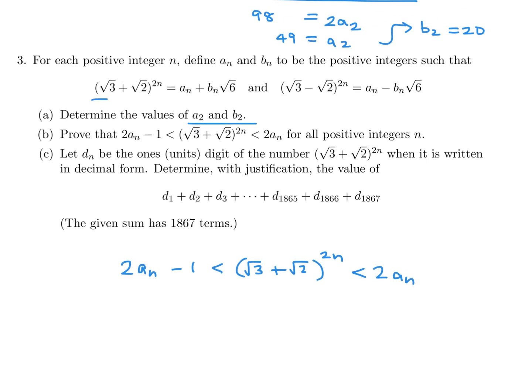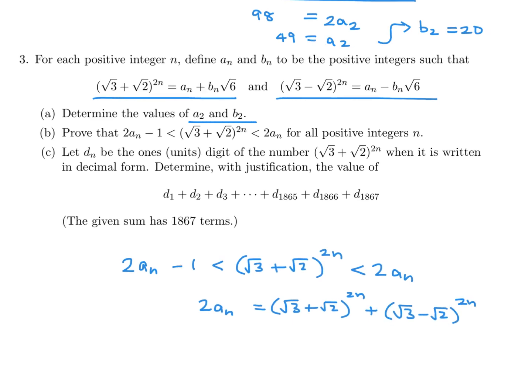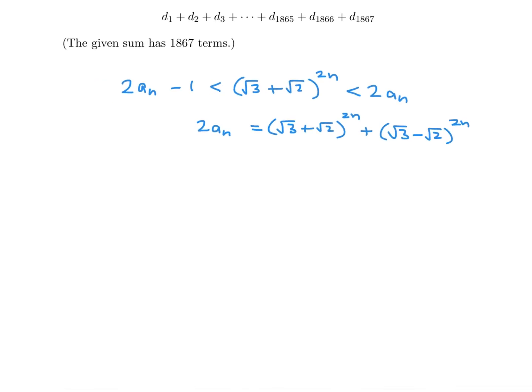I guess the only place to start is just the two equations that they gave us. That's all I have, actually. So if I add them like I did previously, I will actually have that 2an would be equal to root 3 plus root 2 to the 2n plus root 3 minus root 2 to the 2n. Correct? Just by adding those two, because the b stuff disappears.